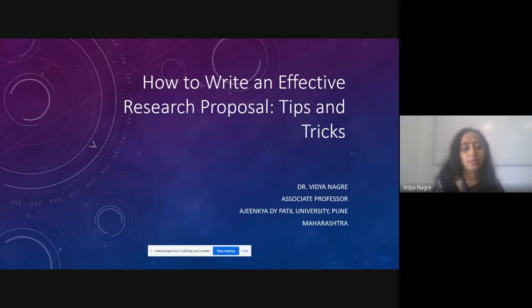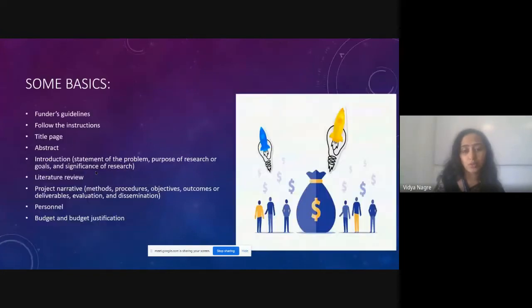Congratulations, all of you, especially IOT, on organizing an FDP on such an important topic, because research methodology is something which is a crucial part of academics as well as professional development of a research scholar as well as a teacher. So to take it further, today we are going to discuss how to write an effective research proposal: tips and tricks. Majorly focusing on funding research proposals, which was on demand.